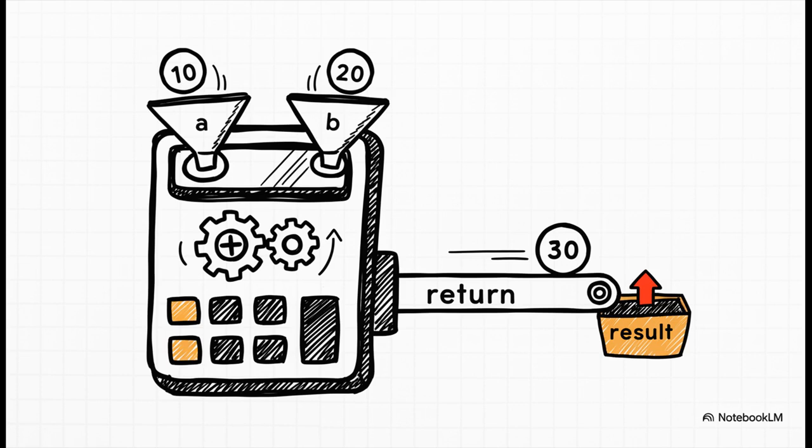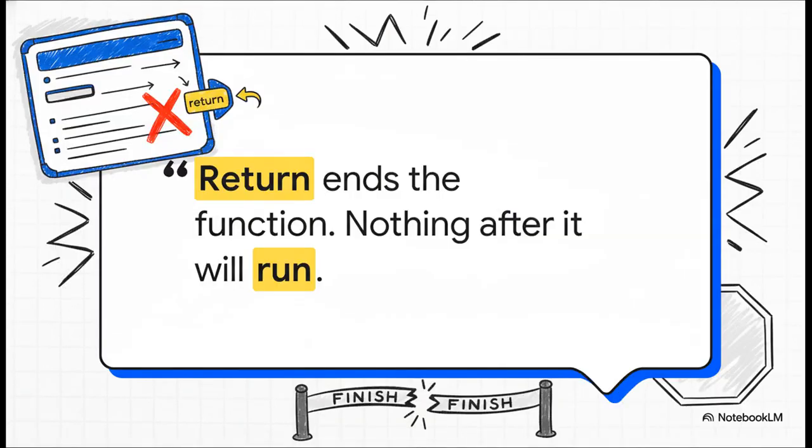So when we call add2(10, 20), the function effectively returns the number 30, which we can then store in a variable like result. Now, here's one critical thing you have to remember about return. It immediately ends the function. The second Python hits a return statement, the function is over, done. It packs its bags and goes home. Any code you write after the return line inside that function will never, ever be executed.